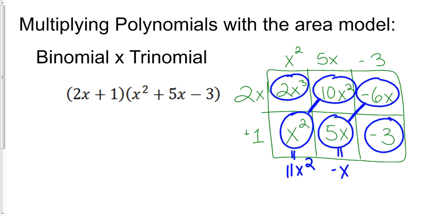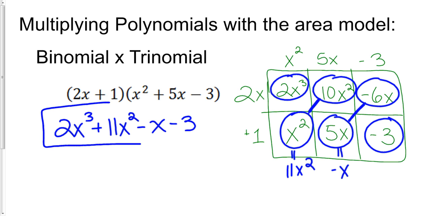So when we write our answer, we have the 2x to the third power. We combined our x squareds to get positive 11x squared. We combined our x's to get negative 1x. And then we have that negative 3 at the very end. So there's our final answer.